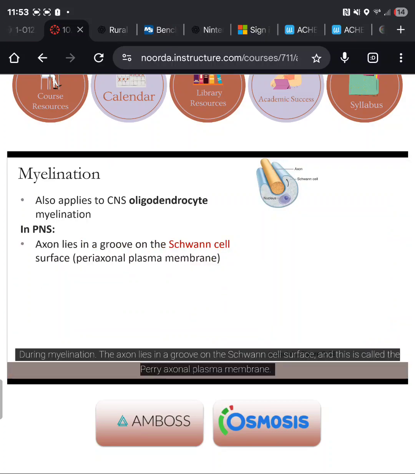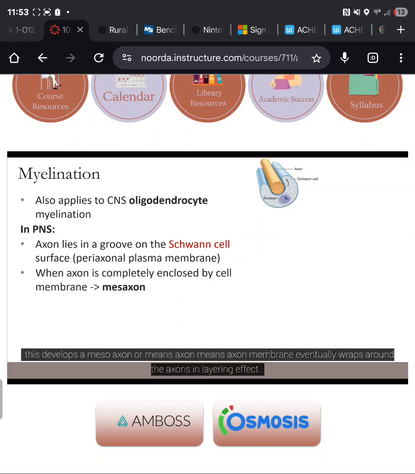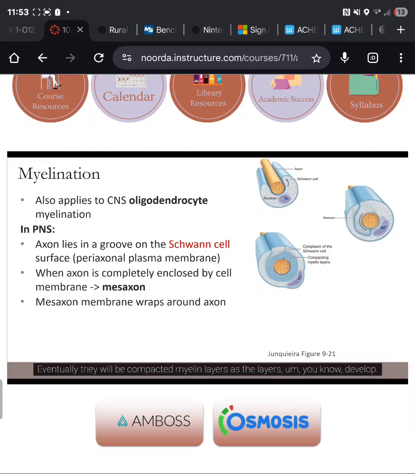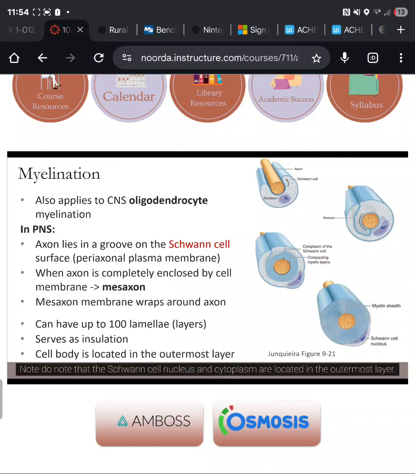During myelination, the axon lies in a groove on the Schwann cell surface, and this is called the periaxonal plasma membrane. When the axon is completely enclosed by the cell, this develops a mesoaxon or mesaxon. Mesaxon membrane eventually wraps around the axons in a layering effect. Eventually, they will be compacted myelin layers as the layers develop, and then you can have up to 100 layers in this region, which serves as insulation as well as conduction of nerve impulses. Do note that the Schwann cell nucleus and cytoplasm are located in the outermost layer.